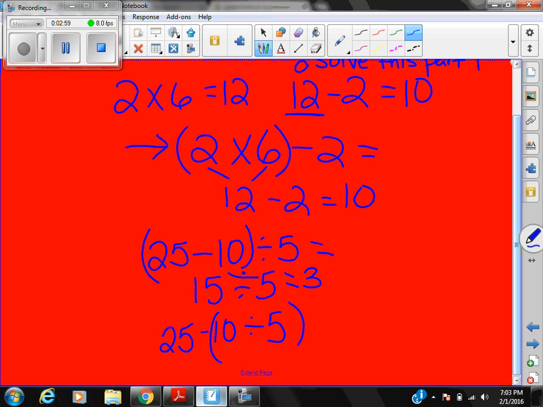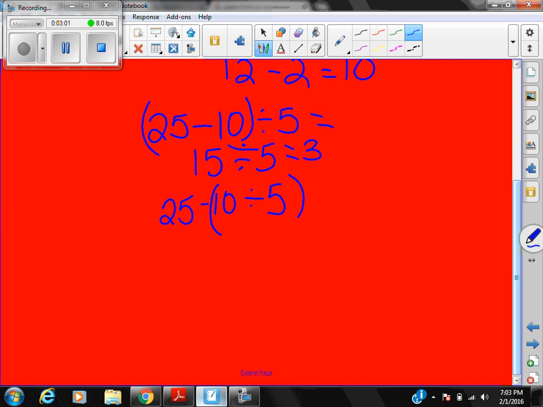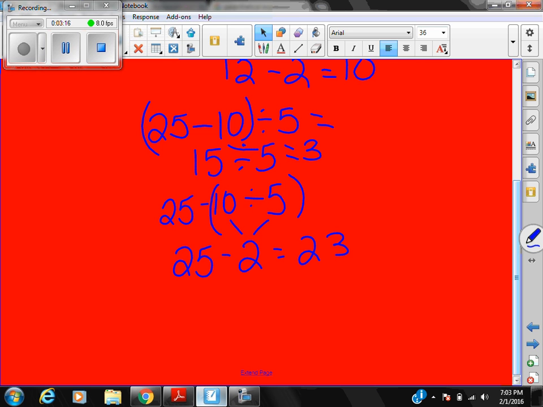I see that I have 10 divided by 5, and I have to do that part of the equation first. 10 divided by 5 is actually 2. And 25 minus 2 gives me 23. Let's look at the differences between these two. That's 23 here and just 3 when I solve it the other way.